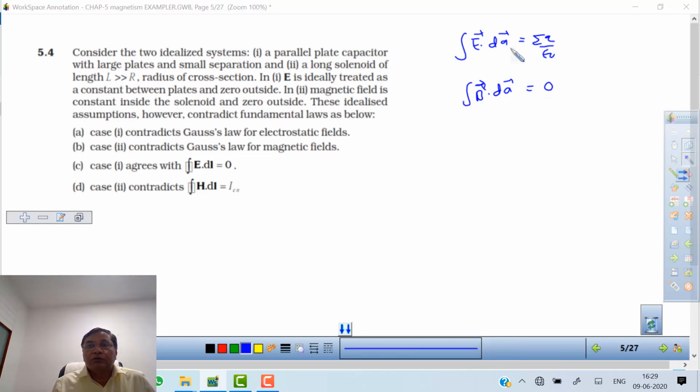So for electric field, these are not in closed nature, and so this first is okay. But for the second one, if it is a straight line, then this law is wrong, because magnetic field lines are always closed loops. If they are closed loops, then you get the integration of B dot dl equal to 0. So this contradicts in the second case. Okay.